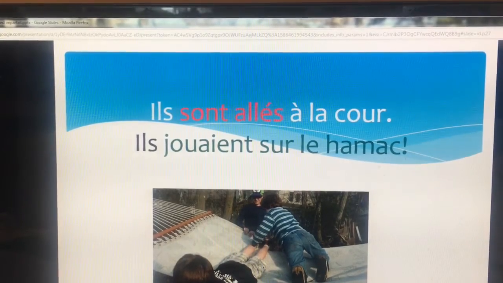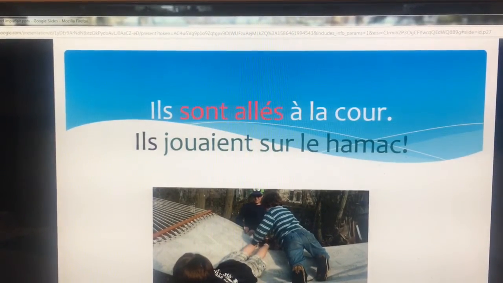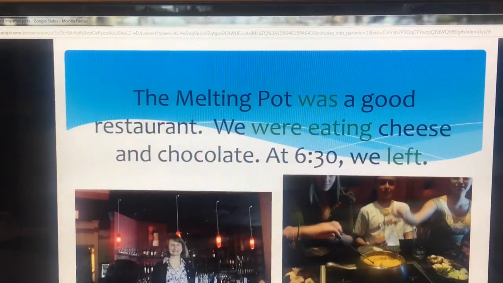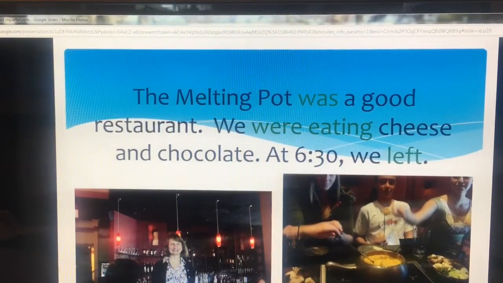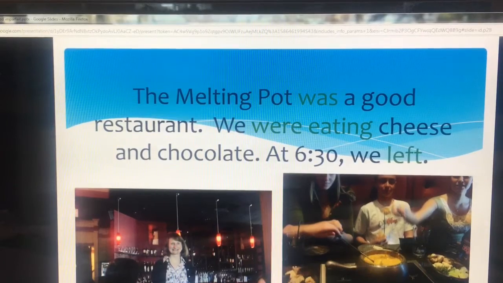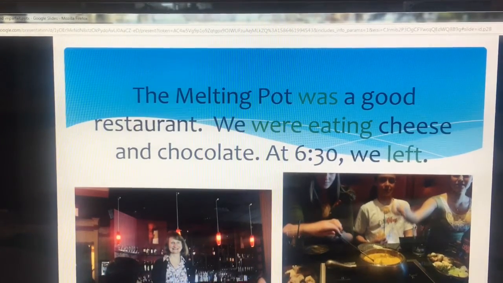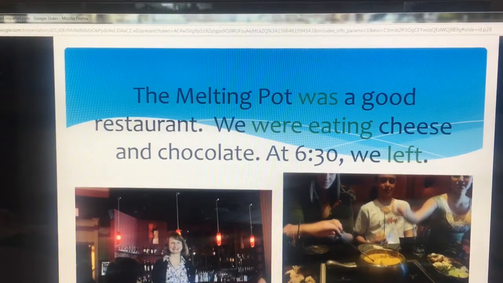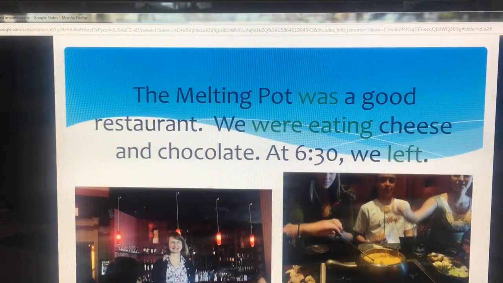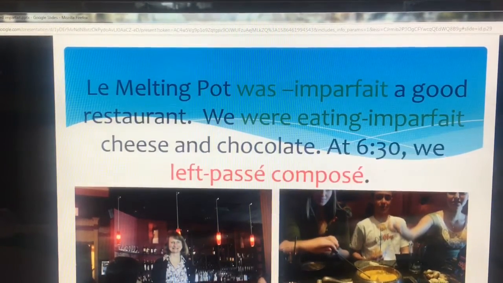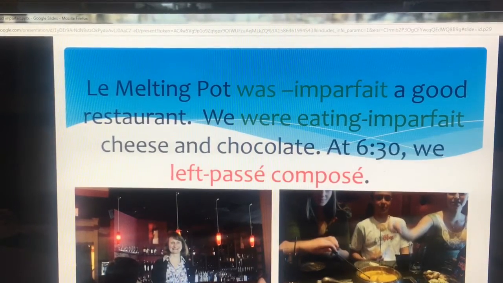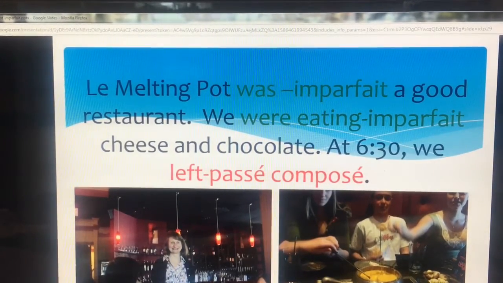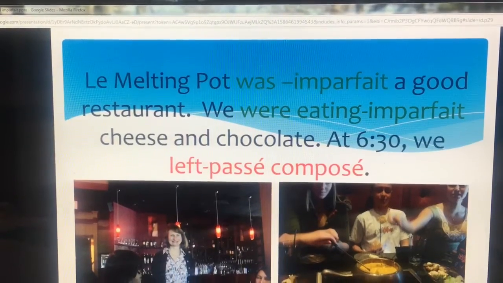Ils sont allés à la cour, ils jouaient sur le hamac. The Melting Pot was a good restaurant. We were eating cheese and chocolate at 6:30. We left. Was is going to be a description. Were eating is a was-ing verb, ing on the end, so that's going to be imparfait. But we left is completed and done. So imparfait for was, were eating is imparfait, we left is going to be passé composé.